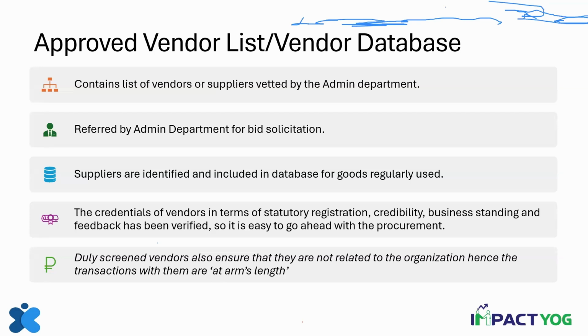And when you have these vendors in the vendor database, you are also ensuring that there is an arm's length relationship. You at least know these vendors, their data is validated. Somebody is screening them. Somebody is trying to do that. So there is transparency and independence and fairness. So it is very important to have a vendor database.